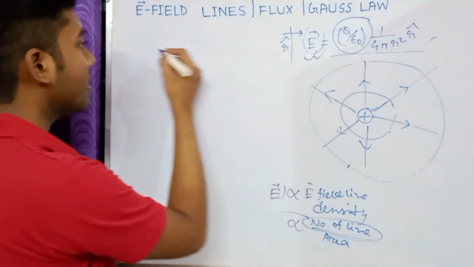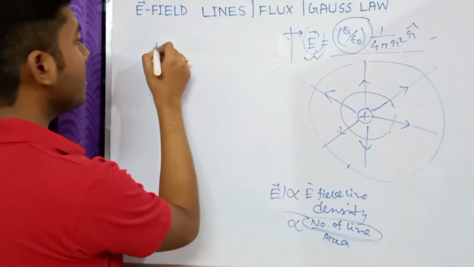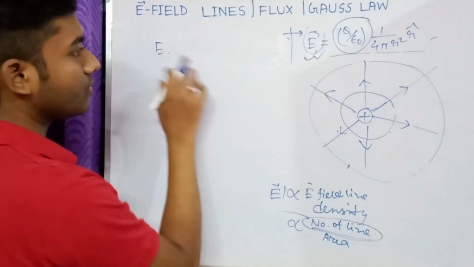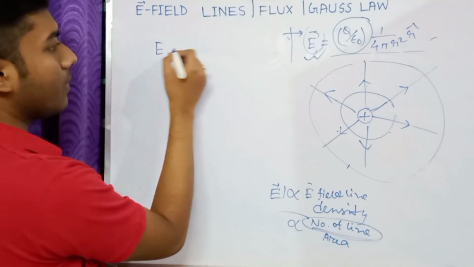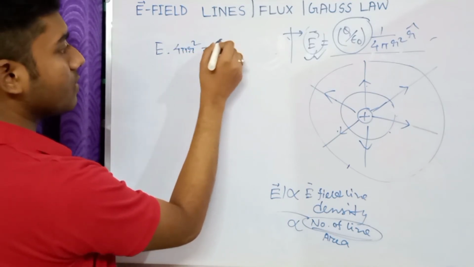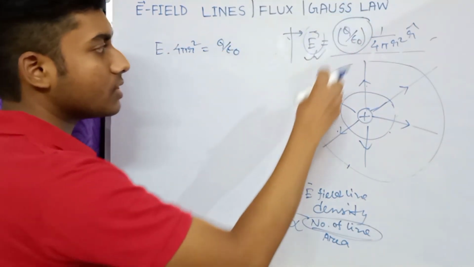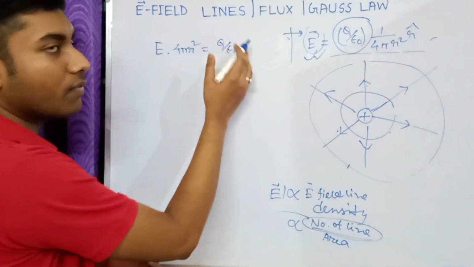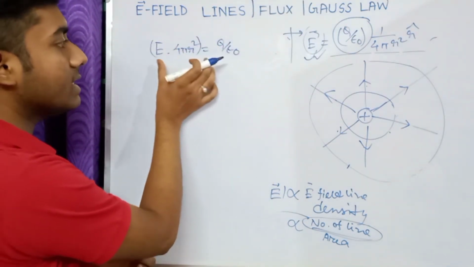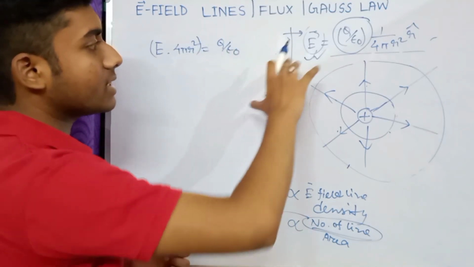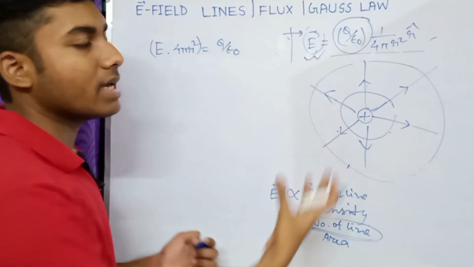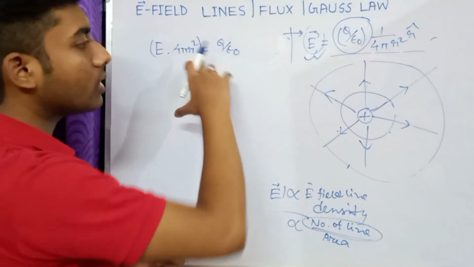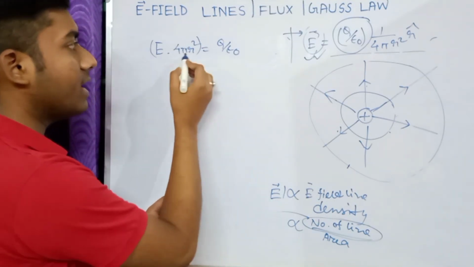Now from here we can easily write one more thing. In magnitude form, E into 4 pi r square is equal to what? Q by epsilon 0. Q by epsilon 0 is the total number of field lines. As the right hand side represents the total number of field lines emanating from an imaginary spherical surface, the left hand side will also be the total number of field lines emanating from that sphere of radius r.